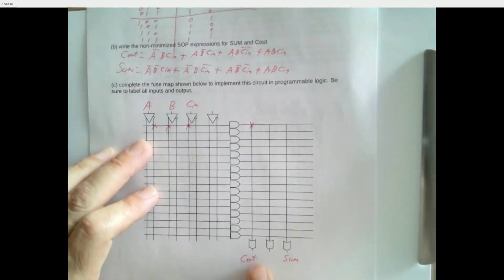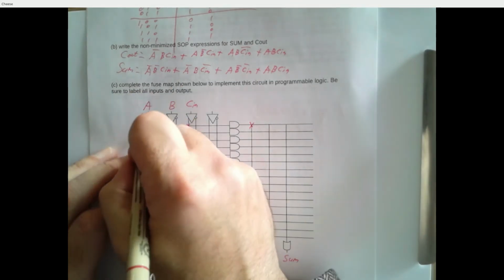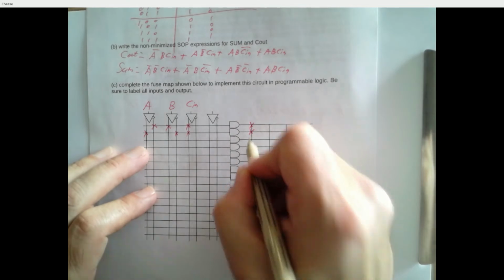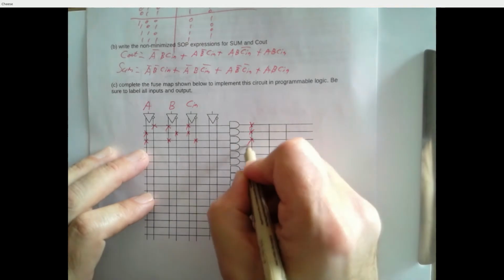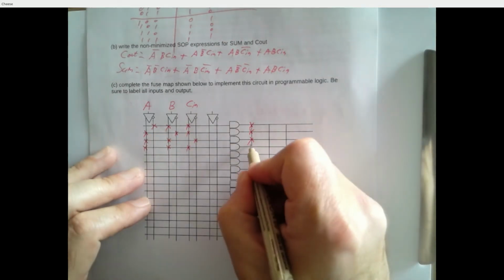So that's going to get ORed. We also want A, B bar, C in. That'll get ORed. And we want A, B, C in bar. And we want A, B, C in. So that'll generate C out.